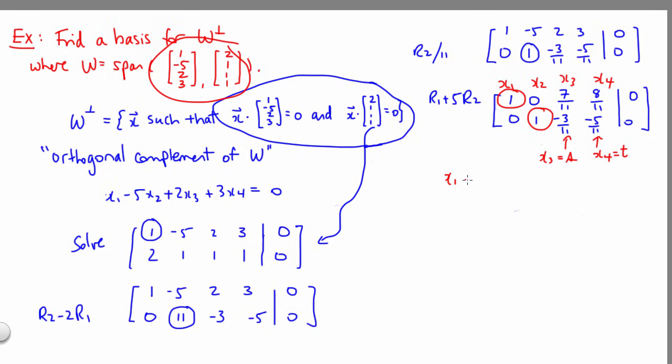Top row tells us that x1 plus 7/11 of x3 plus 8/11 of x4 is equal to 0. And if we move both of these terms over to the other side, we'll have the sign change. We'll also use the fact that x3 is s and x4 is t. So we can write x1 is minus 7 over 11 times s minus 8 over 11 times t.